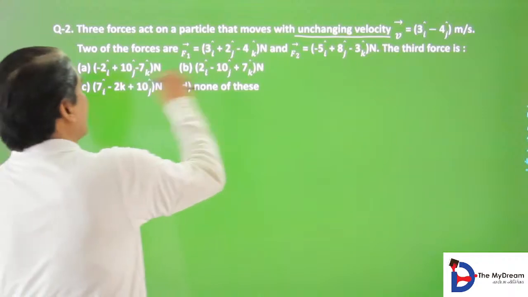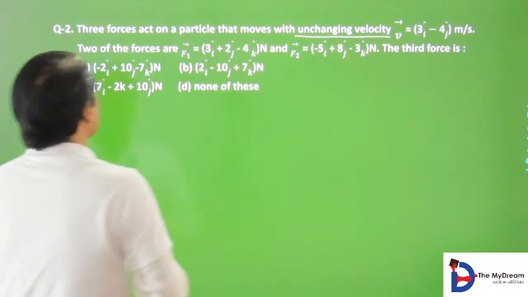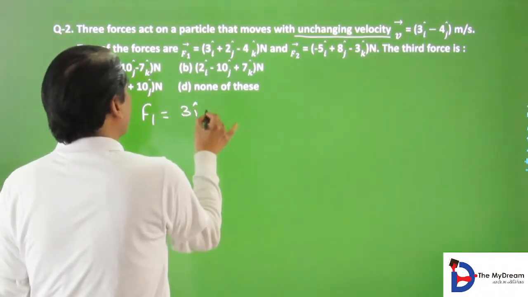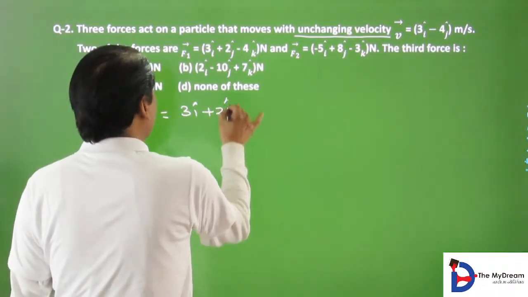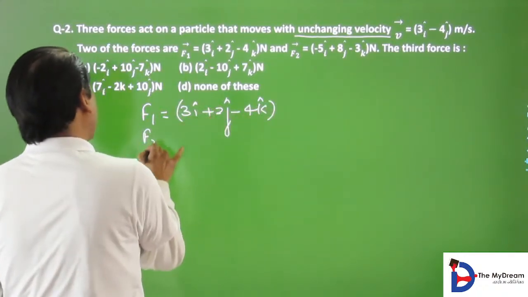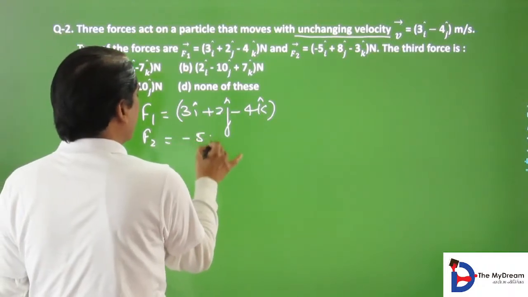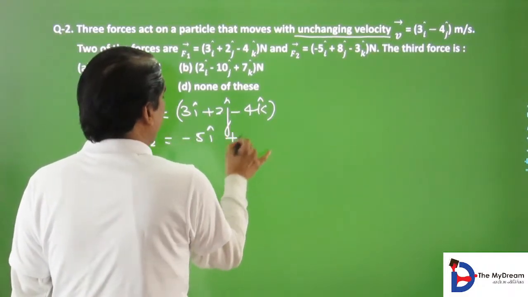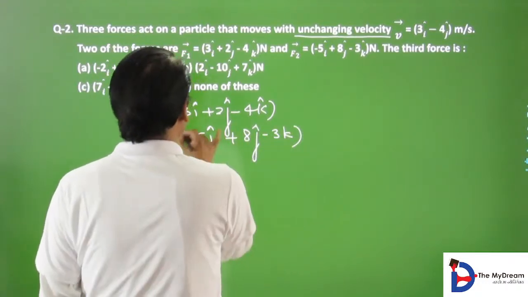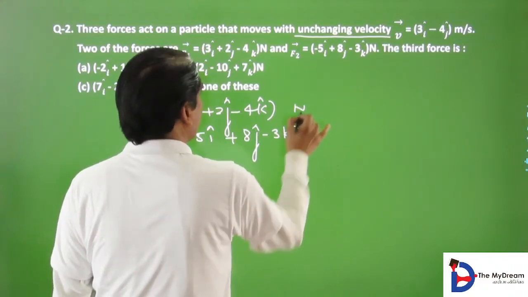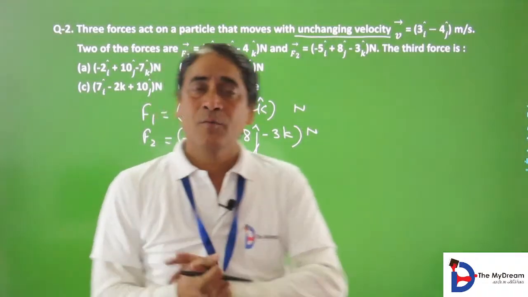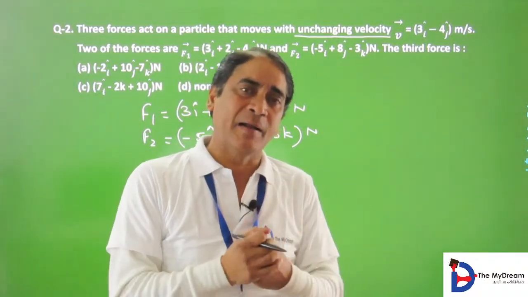And two of them are given like this. F1 is equal to 3i plus 2j minus 4k, and F2 is minus 5i plus 8j minus 3k Newton. What will be the magnitude of the third force which is acting on that particle?